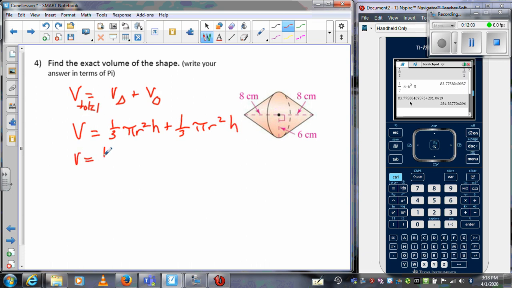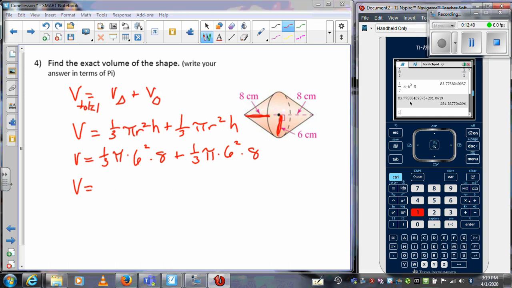So volume is equal to 1/3 pi times your radius. Well, let's see. Radius right here looks like it is 6. So 6 squared times the height. Well, it looks like your height is 8, plus 1/3 pi r squared. So they share the same radius. It's going to be 6 squared times, oh, and this one also has a height of 8. So actually, I could have just found the volume of one and just doubled it. But clearly I didn't do that. So let's go ahead and calculate this.